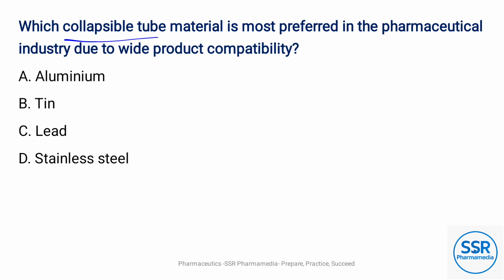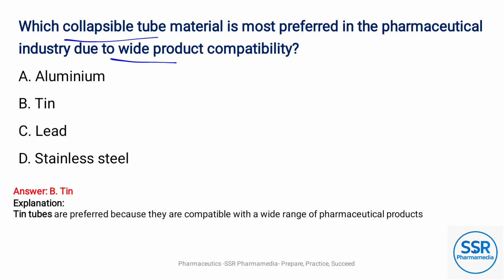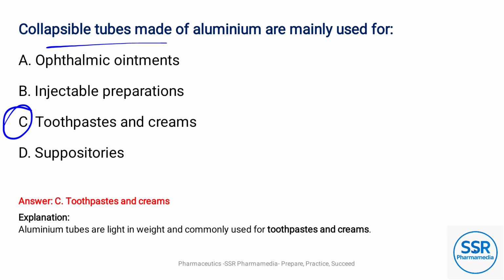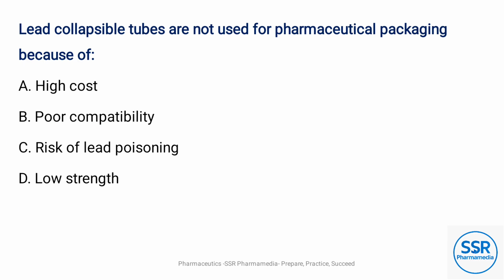Which collapsible tube material is most preferred in the pharmaceutical industry due to wide product compatibility? Option B, tin. Tin tubes are preferred because they are compatible with a wide range of pharmaceutical products. Collapsible tubes made of aluminum are mainly used for, answer is option C, toothpaste and creams. Aluminum tubes are light in weight and commonly used for toothpaste and cream preparations.